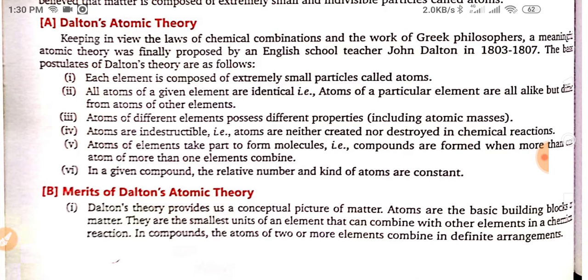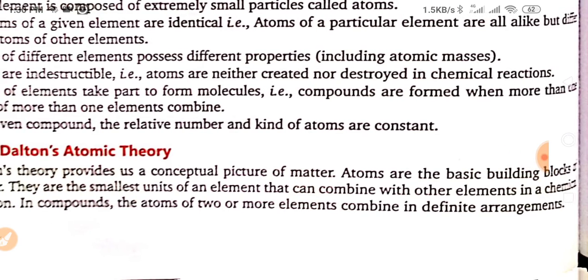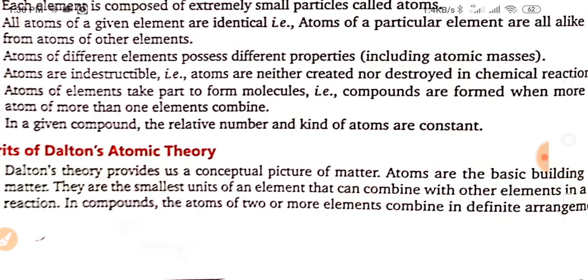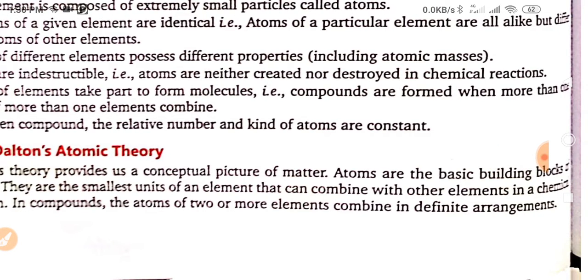As we know, there are some merits and some demerits of every theory, because if any theory is perfectly stated, it becomes a law. First we talk about the merits of Dalton's theory. Dalton's theory provides us a conceptual picture of matter. Atoms are the basic building blocks of matter. They are the smallest unit of an element that can combine with other elements in a chemical reaction. In compounds, the atoms of two or more elements combine in a definite arrangement.